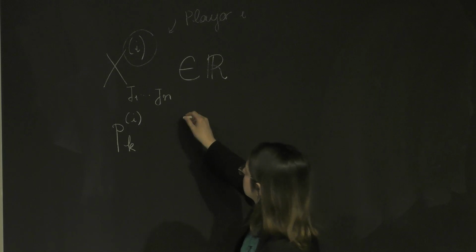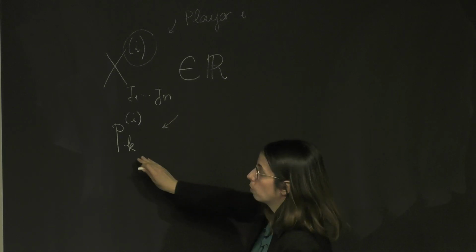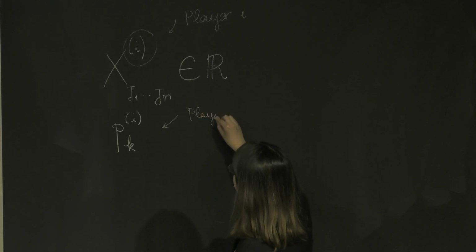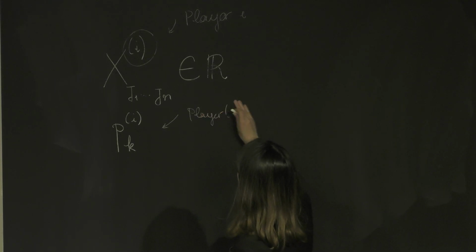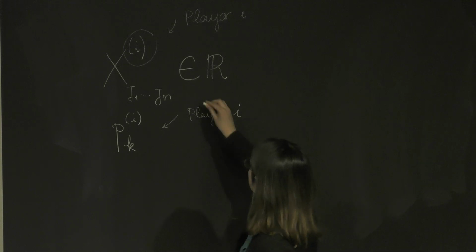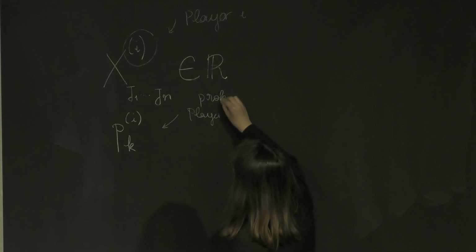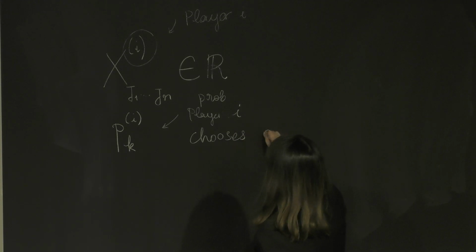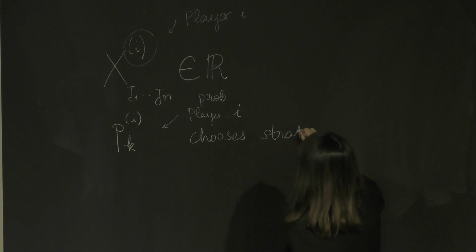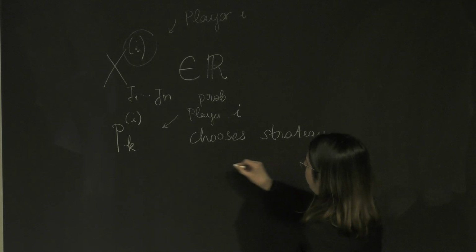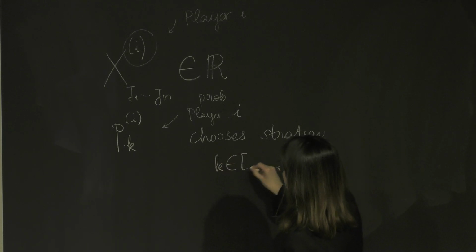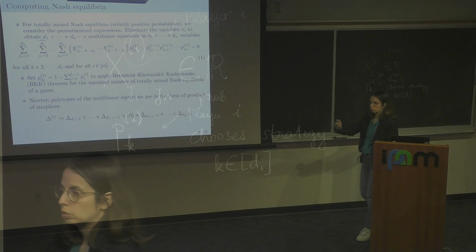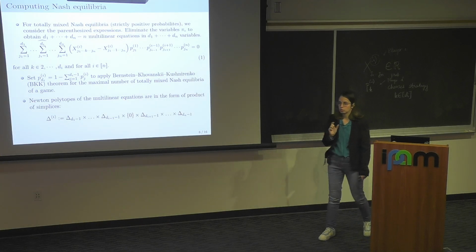And again, this is a variable of player i: the probability that player i chooses strategy k from this set of strategies that they have. So this is really a multilinear equation. This is square free.